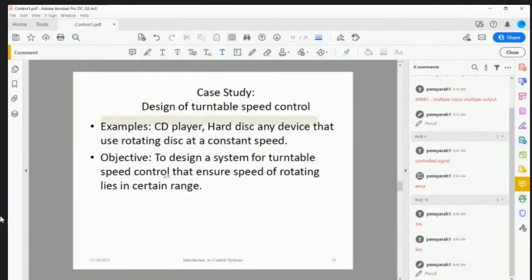All right, so this is one example of a case study for the turntable speed control. We're going to control the speed of the turntable. So what is the turntable? A turntable is an application normally found in CDs and hard disk drives, where we have a motor and a turntable. You put a CD there, so the motor will rotate so that you'll be able to read the data on the CD or hard disk. The objective is to design a system for the turntable speed control to ensure the speed of rotation lies in a certain range. You want to control the speed of the turntable.